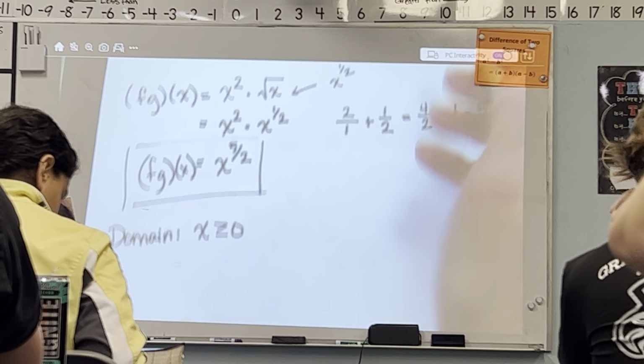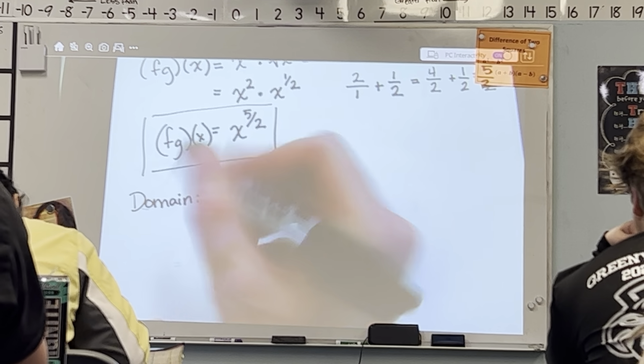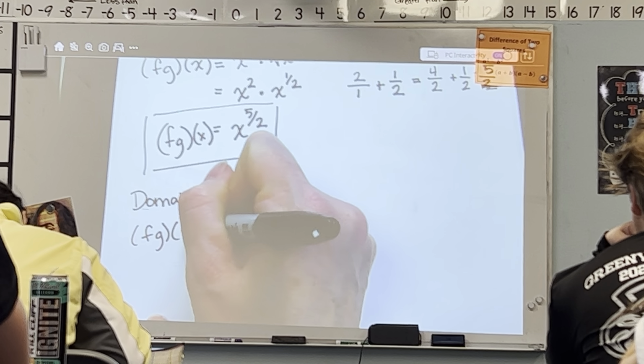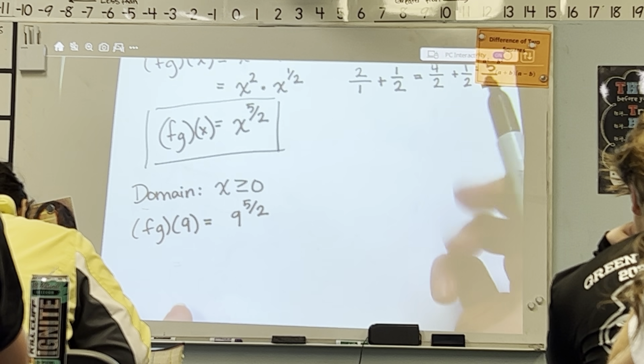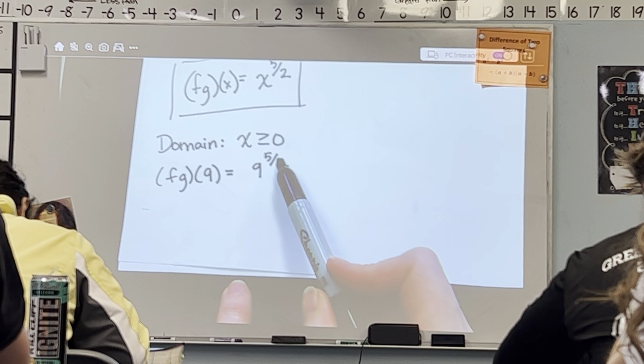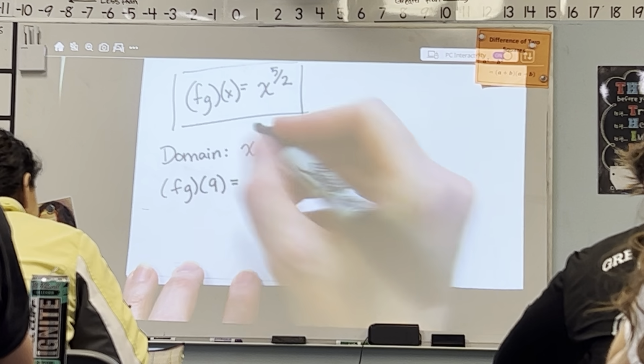Okay, now let's evaluate the product when x equals 9. So last thing, so this is the product here, so we would say f times g of 9 equals 9 to the 5 halves. So what's the bottom number in the fraction represent? Square root. So we would do the square root of 9 and then raise that to the 5th power. So 3 to the 5th, that's 81 times 3. A big number. 243. So 243 is f times g of 9.